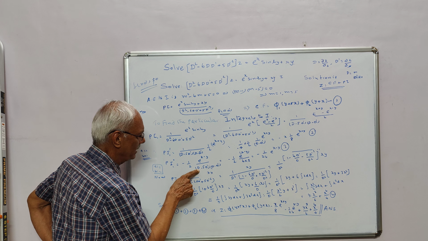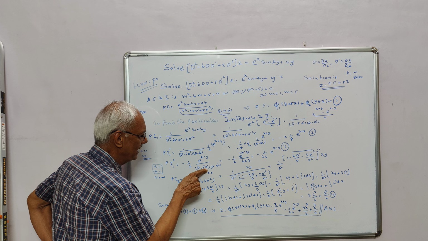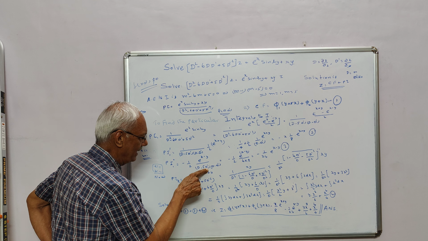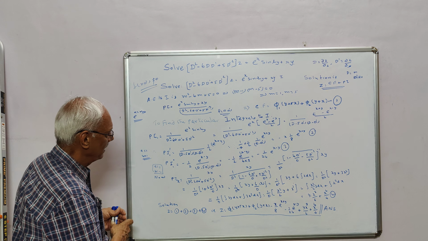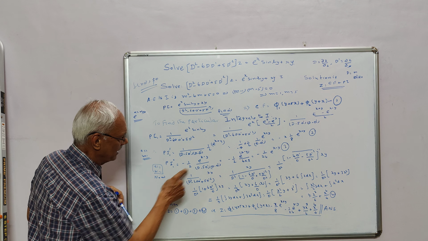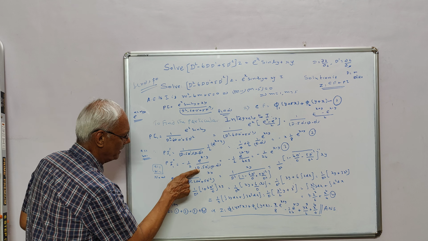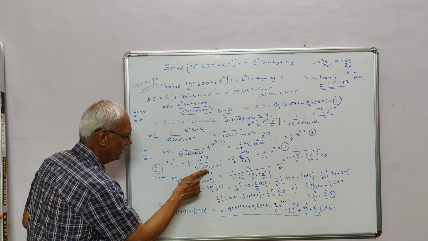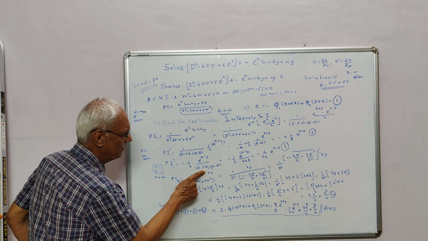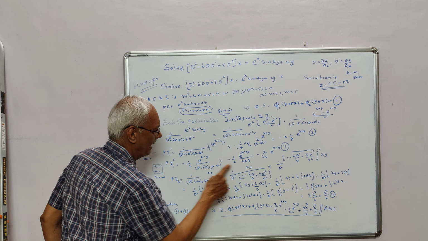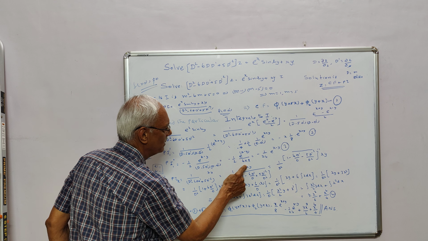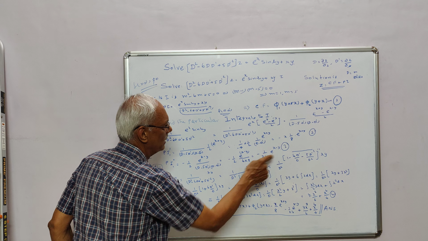Put a is 1 and b is minus 1. D is 1 and d dash is minus 1. So substitute the values. In the place of d you put 1, in the place of d dash you put minus 1. So this will be 6 and this will be 2, and therefore 6 into 2 minus 1, that is 1 by 24, into e to the power of x plus y.